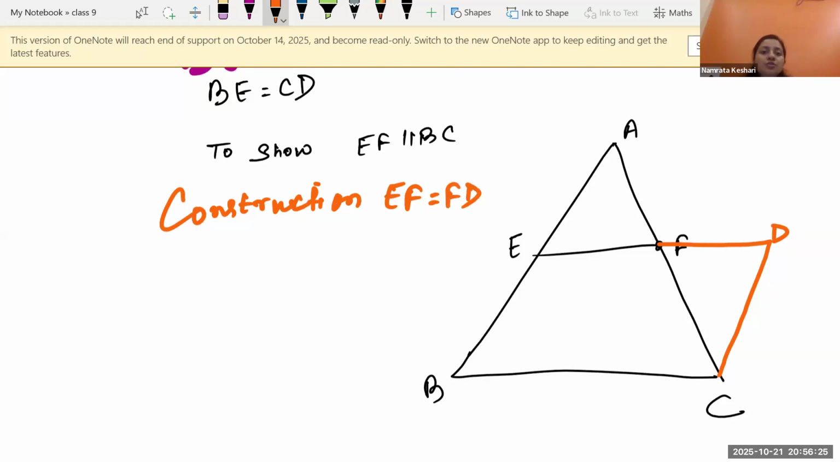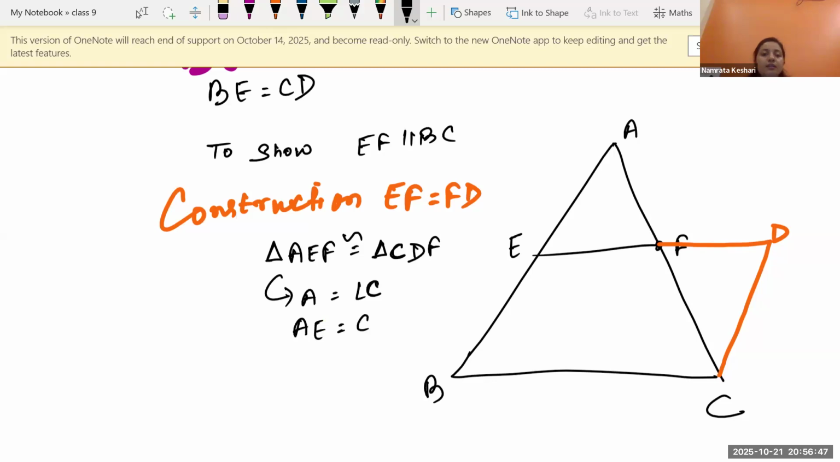And due to this construction, now easily we will be able to prove this triangle AEF is congruent with triangle CDF. Easily we will be able to prove, and from there we'll be getting angle A is equal to angle C, and side AE is equal to side CD. This angle A and angle C will help you declare that now AB is parallel to CD. And since AB is parallel to CD, this BE will also be parallel to CD.